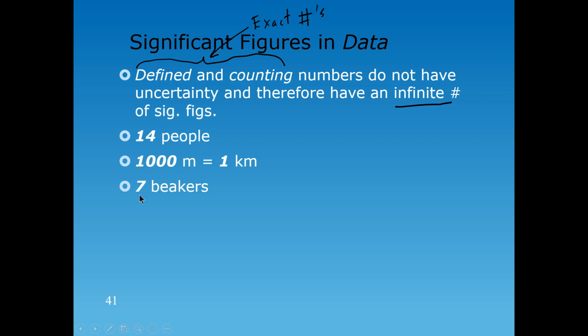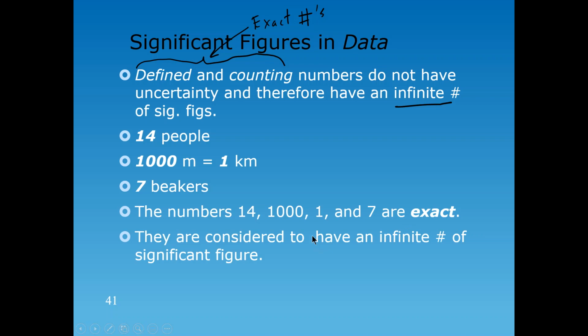And what you're going to find is that in future problem-solving exercises, you have to be able to tell the difference between an exact number and an inexact or measured number, because that will become important in expressing your final answer to the correct number of significant figures. So as stated here, the 14, the 1,000, and 7 in these examples are exact numbers, and as a result, they're considered to have an infinite number of significant figures.